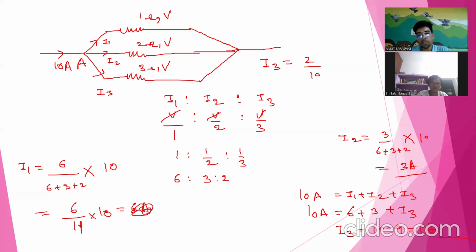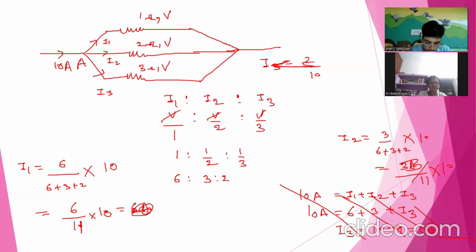Clear? Please solve. Similarly, I2 will be 3 by 11 into 10. Then I3 will be found by subtracting. Understood? My main objective is not calculation mistakes, though that is not my main objective. My main objective is to make you clear how to find this I1, I2, I3. Clear?